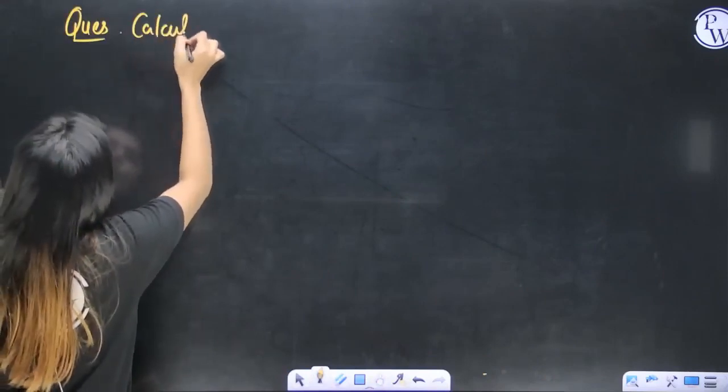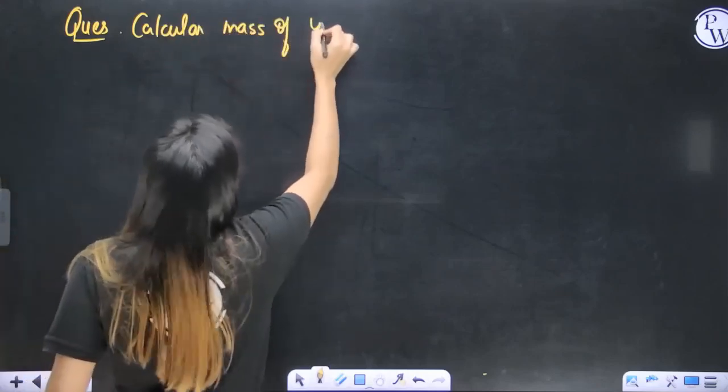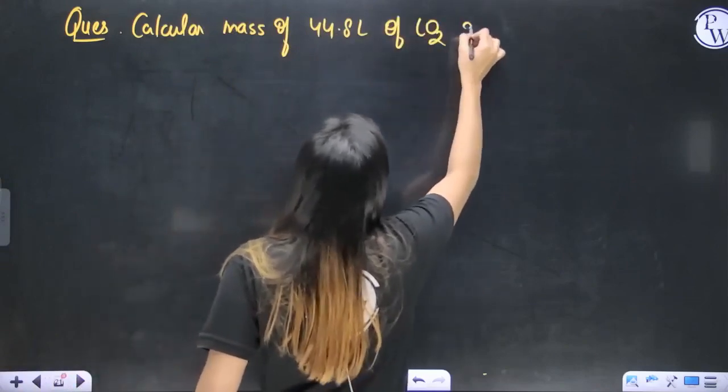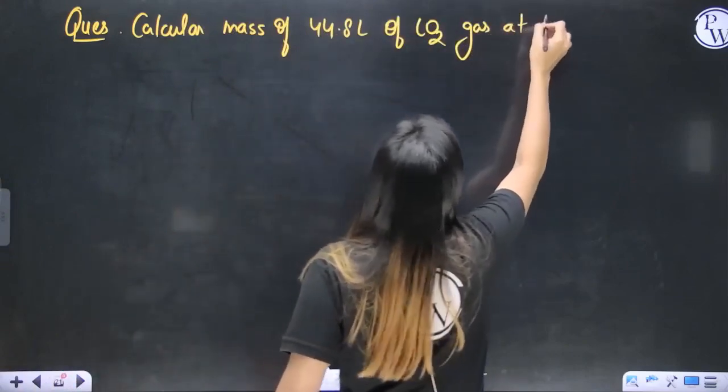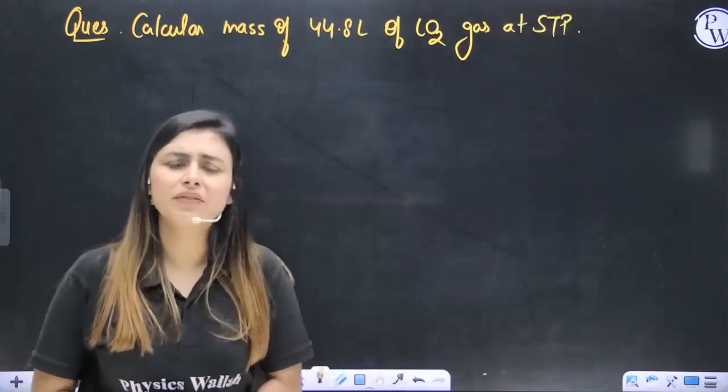Calculate the mass of 44.8 liters of CO2 gas at STP. So this is the question. First try the question yourself and then ma'am is here. Ma'am will definitely help you out.